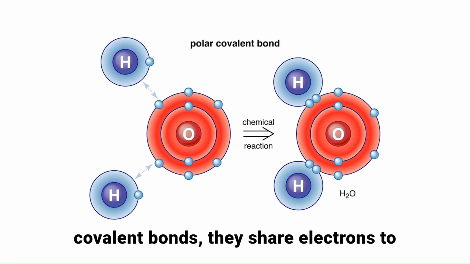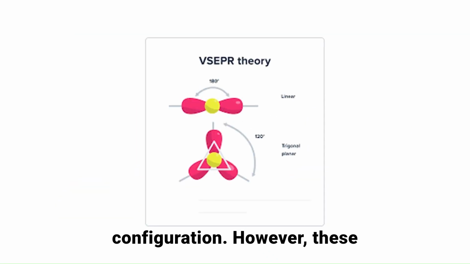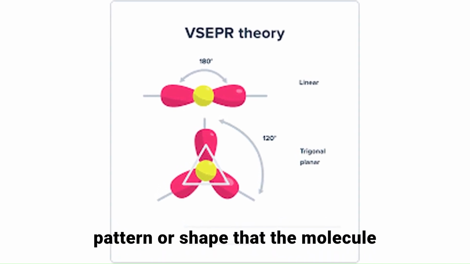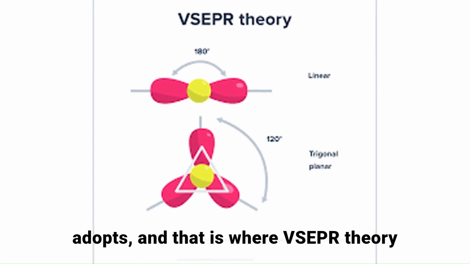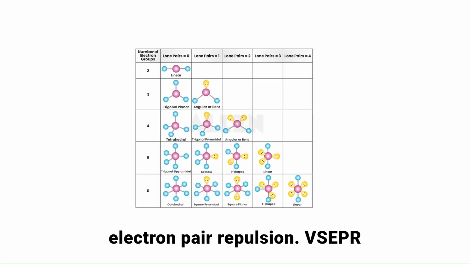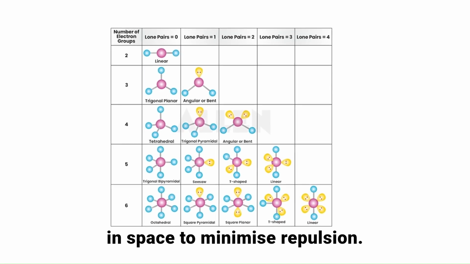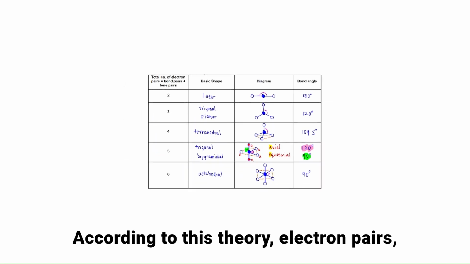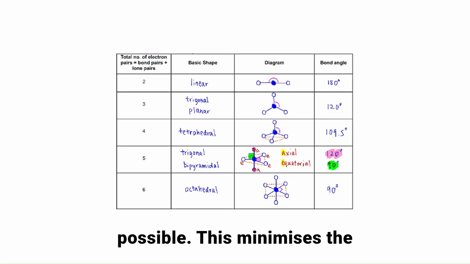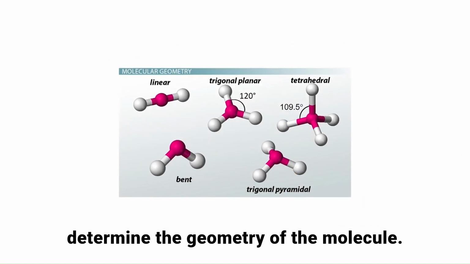When atoms form covalent bonds, they share electrons to achieve a more stable electronic configuration. However, these atoms do not arrange themselves randomly in space. There is a specific pattern or shape that the molecule adopts, and that's where VSEPR theory comes in. The valence shell electron pair repulsion, VSEPR, theory explains how the electron pairs around a central atom arrange themselves in space to minimize repulsion. According to this theory, electron pairs, whether they are bonding pairs or lone pairs, will try to stay as far apart as possible. This minimizes the repulsion between them and helps determine the geometry of the molecule.